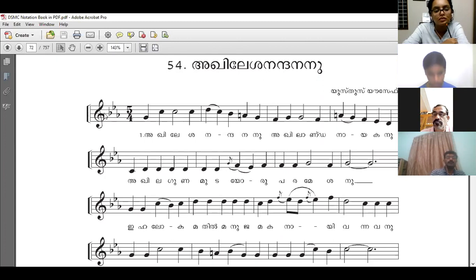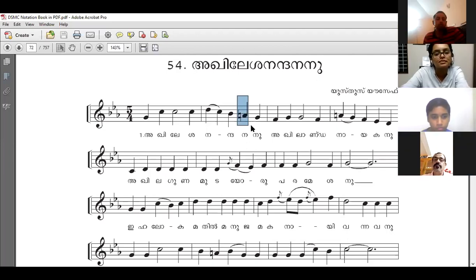Here, see, we have got three flats. We learned that, no? B, E, and A. But here we have a natural symbol also. What does it mean? For this note, you have to play what? Black or white? White key. A natural. Right. Yes.